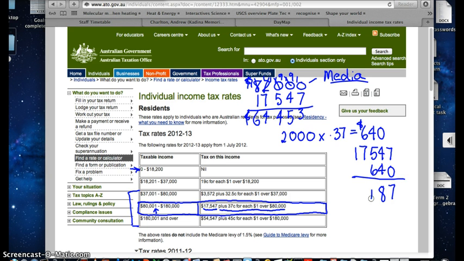So you're paying $17,547 to the government plus another $640 to the government. All up, out of your $82,000, $18,187 is going to the government. Okay? What does that leave you in terms of your income? From $82,000, it leaves you with $63,813. $63,813 is what you get to take home after earning $82,000.